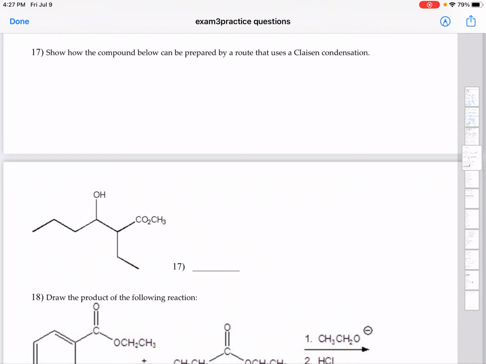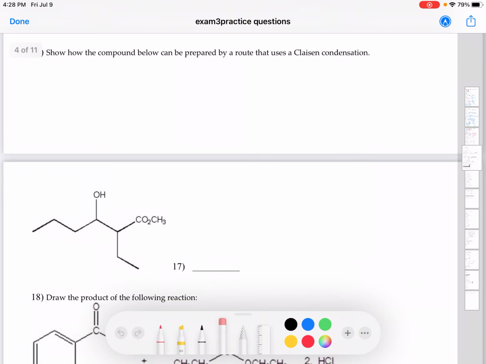Hello everyone, let's go ahead and start with number 17 for the practice test 3. Show how the compound below can be prepared by a route that uses a Claisen condensation. Now the Claisen condensation is that we react two esters.